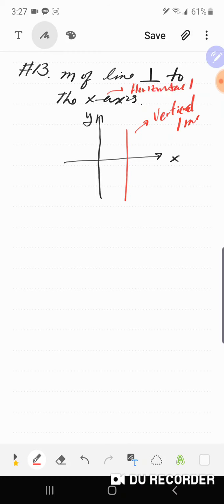So the slope of this vertical line is what? It's always undefined. The slope of a horizontal line is 0, but the slope of a vertical line is always undefined. So the answer will be undefined.